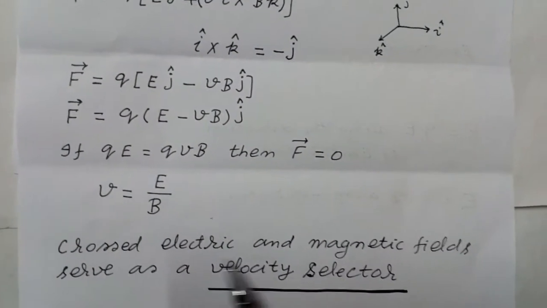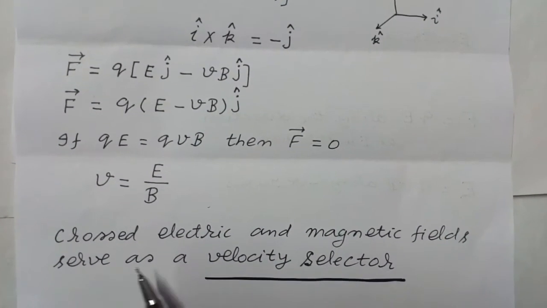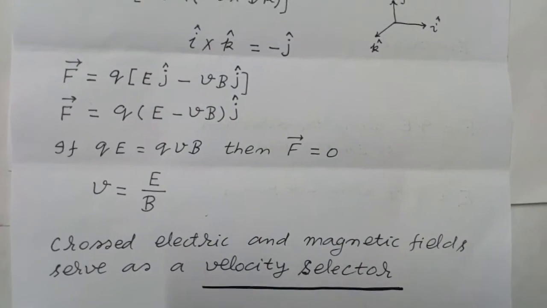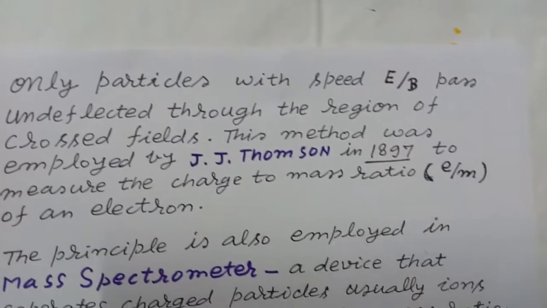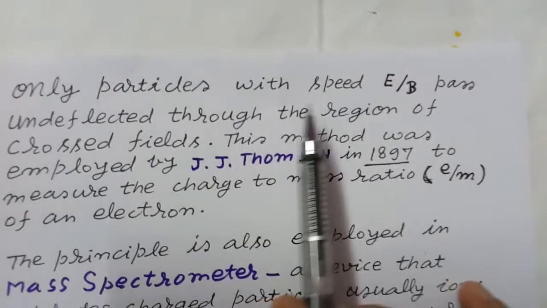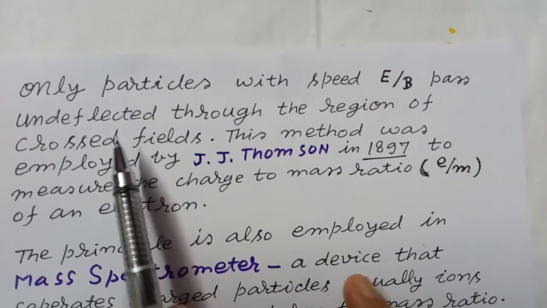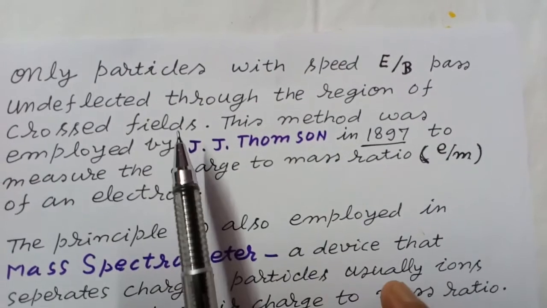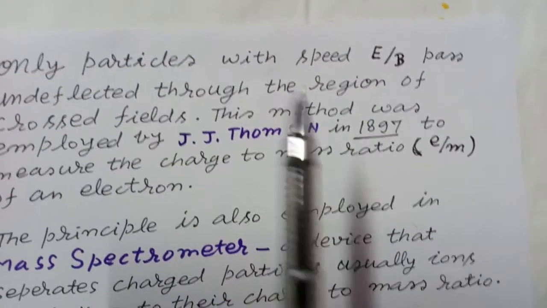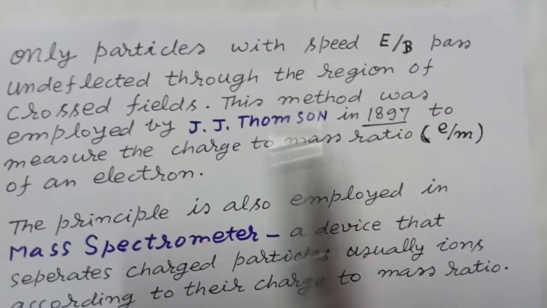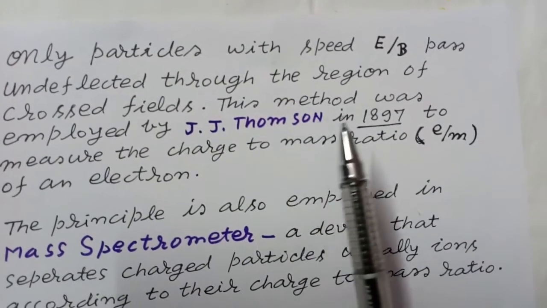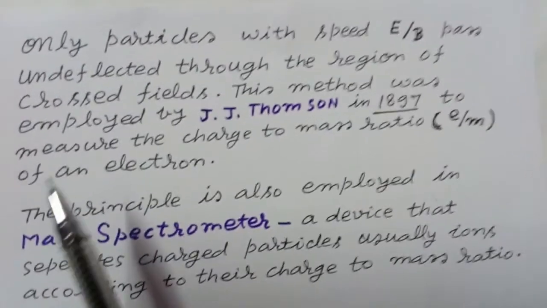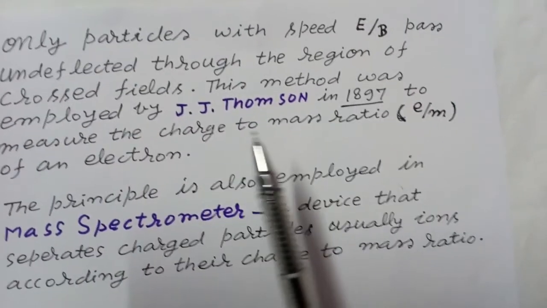So this crossed electric and magnetic fields serve as a velocity selector. So only those particles with speed E upon B pass undeflected through the region of crossed fields, means crossed electric and magnetic fields. This method was employed by J.J. Thomson in 1897 to measure the charge to mass ratio e by m of an electron.